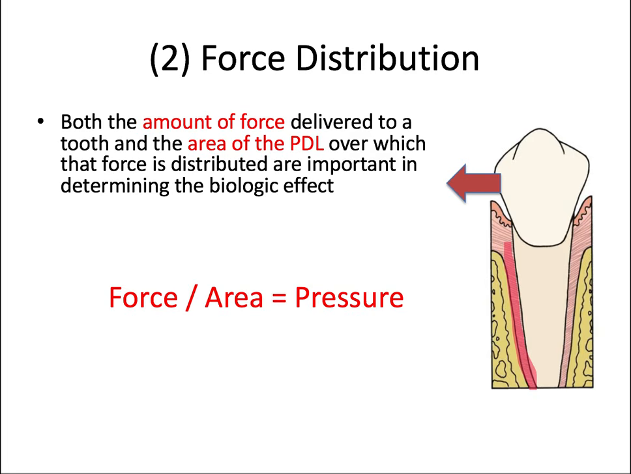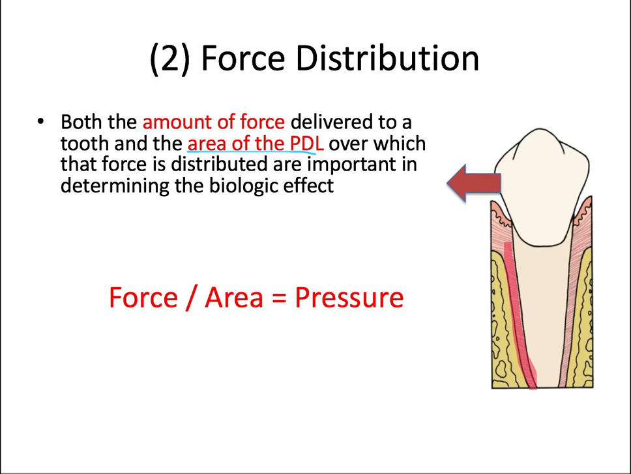Now let's talk about force distribution. Both the amount of force delivered to a tooth and the area of the PDL over which that force is distributed are important in determining the ultimate biologic effect. So this formula, force divided by area equals pressure, describes that this is the force applied by some appliance, this is the area that force is being applied to, and then there's some amount of pressure.